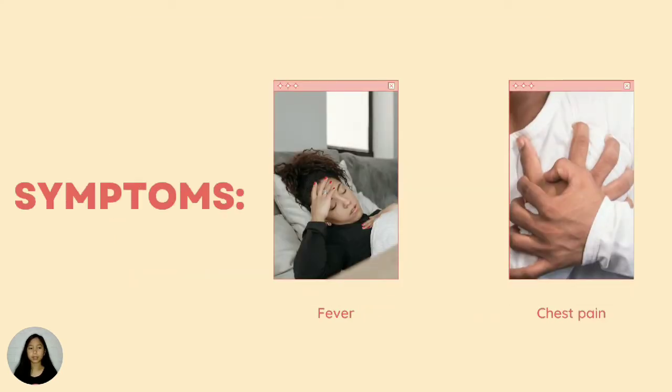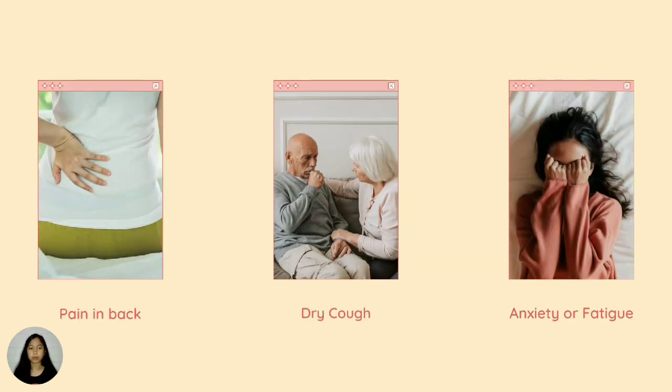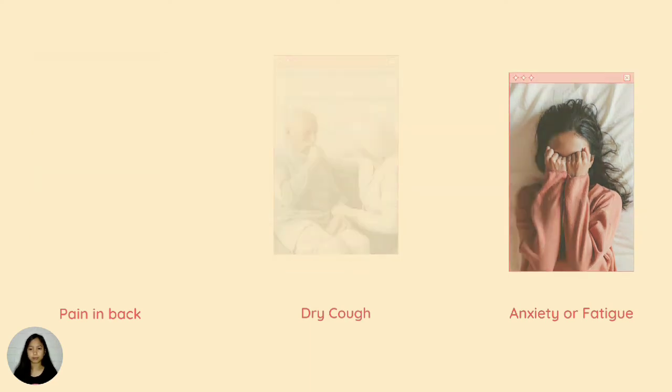Generally, here are the main symptoms of pericarditis: fever, chest pain, in which a person may experience difficulty of breathing but lessen when sitting up and leaning forward. And other symptoms include pain in the back, neck, left shoulder when lying down, dry cough, anxiety or fatigue.